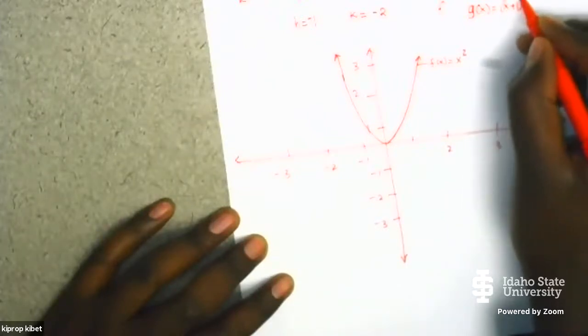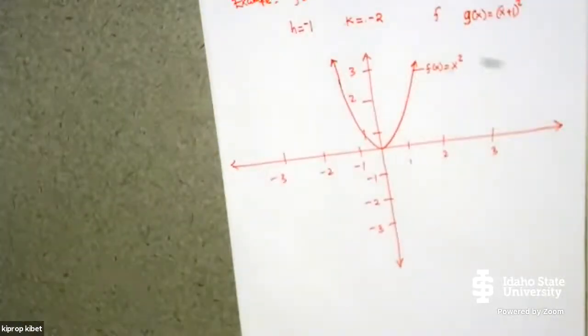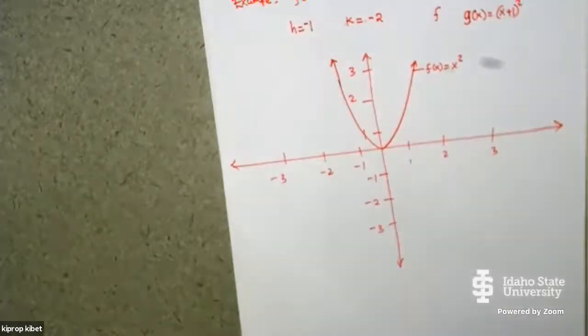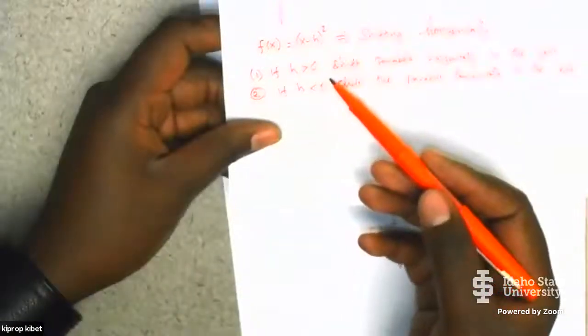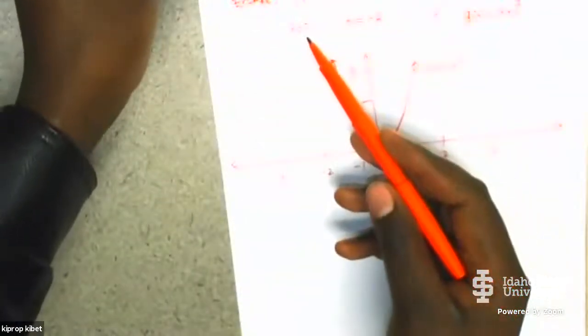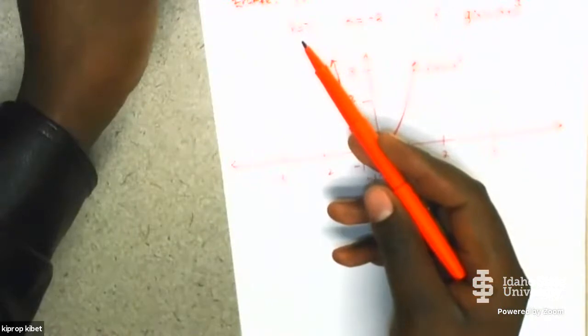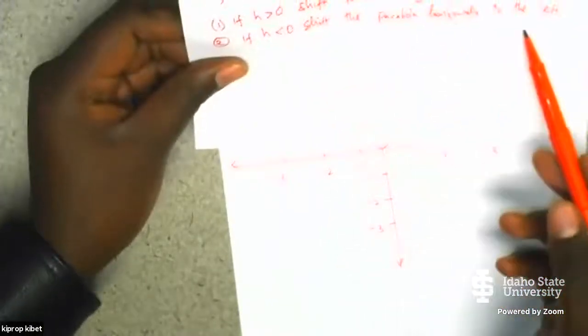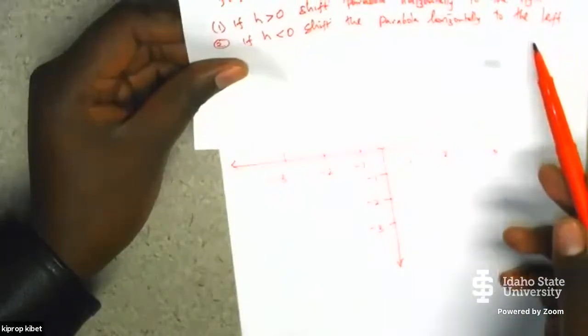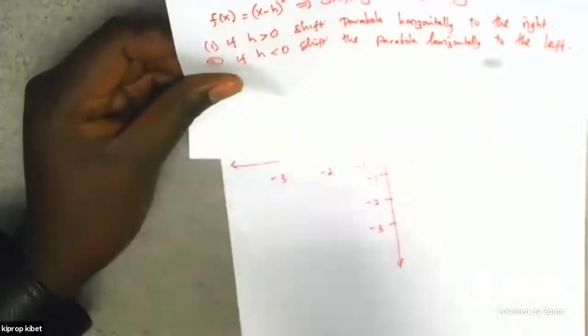Now, what happens when we have g of x equals x plus 1, and then square? Where is this shifting to? Using this, if our h is greater than 0, and our h here is negative 1, where is this shifting to? To the left.